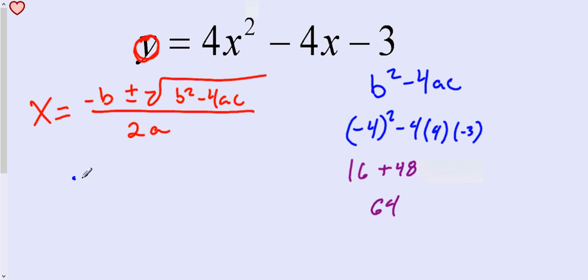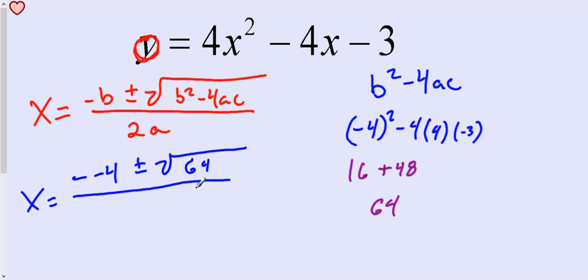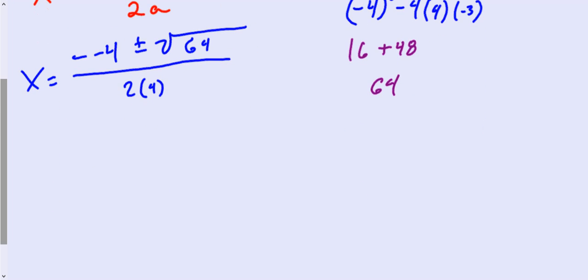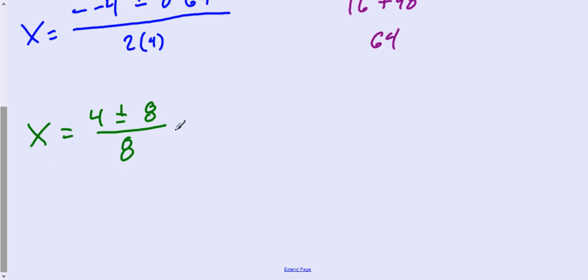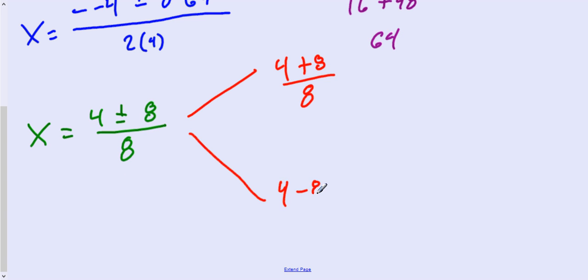So we have a negative 4. X equals plus or minus the square root of 64 all over 2 times 4. So we have 4 plus or minus 8 all over 8. We want to get our two answers, so we're going to split it now. 4 plus 8 over 8, and we have 4 minus 8 over 8.